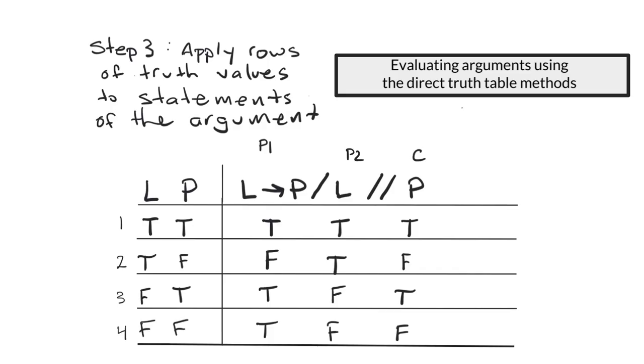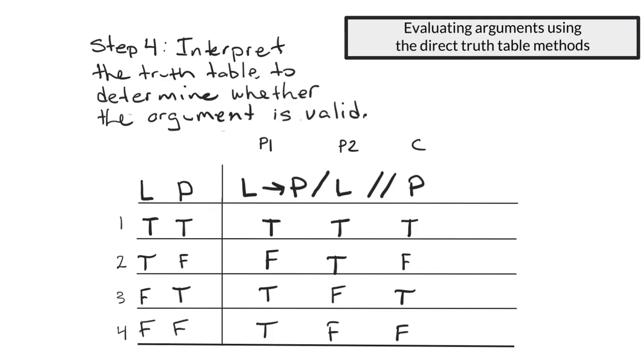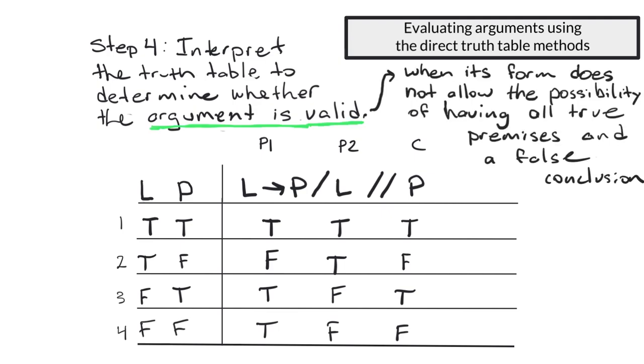So our next step, step 4, is going to be interpreting the truth table to determine validity. Interpreting the truth table to evaluate whether this argument is valid or not. The last step in evaluating arguments using the direct truth table method is step 4. It's our last step. And in this step, you interpret the truth table to determine whether the argument is valid. So let's quickly go over what a valid argument is. An argument is valid when its form does not allow the possibility of having all true premises and a false conclusion.